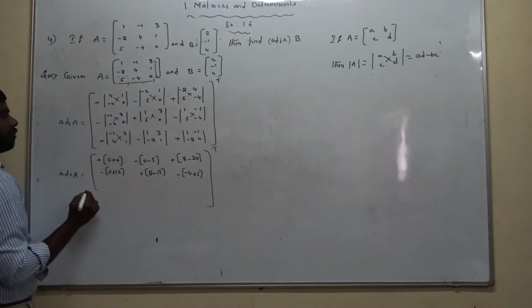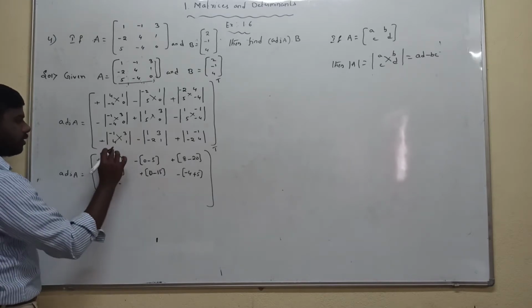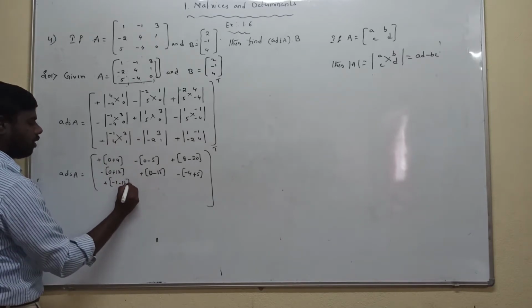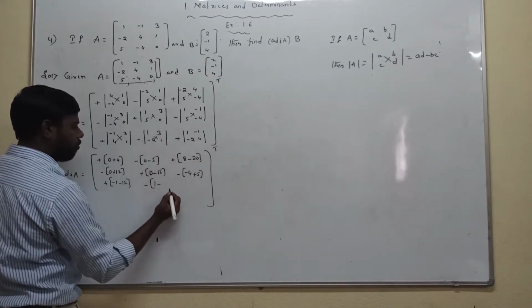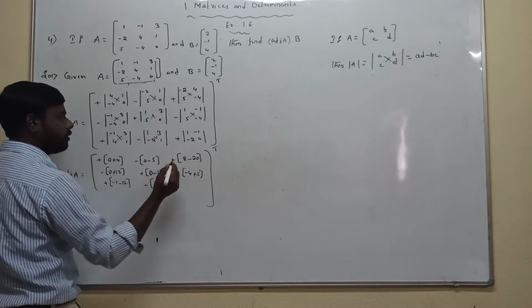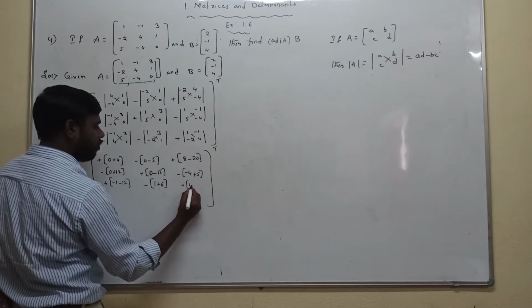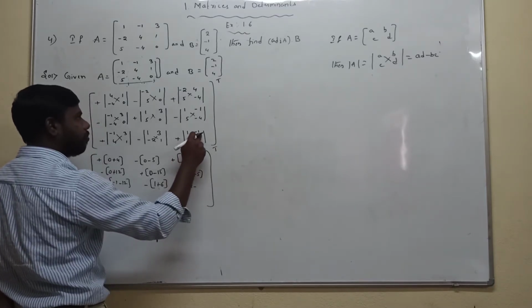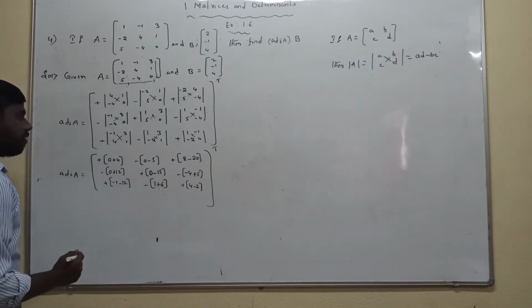Here also we apply the cross multiplication method. -1 into 1 is -1, minus 4 into 3 is 12. Next, 1 into 1 is 1, minus -2 into 3 is -6, minus of minus, plus 6. The same formula applies here also. 1 into 4 is 4, minus -2 into -1 is plus 2, so 4 minus 2 is 2. Now simplify this one.